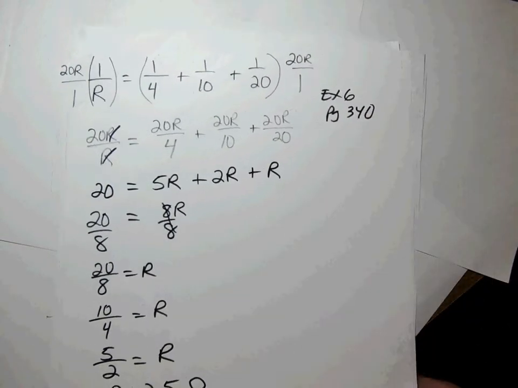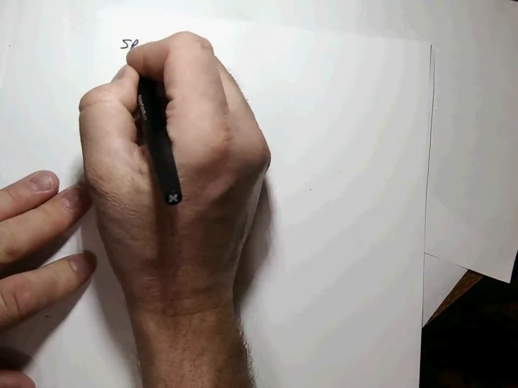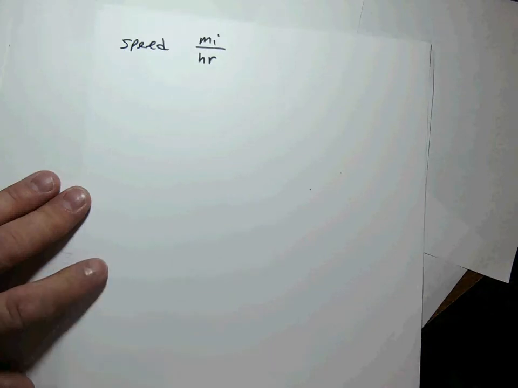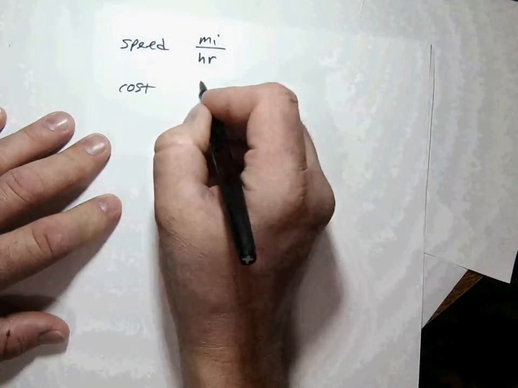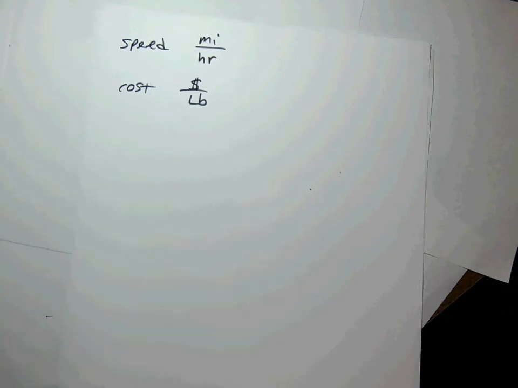Our next example involves a rate of work. Whenever you hear that word rate, it's a fraction. Speed is a rate, usually measured in miles per hour. It's a fraction. The cost of hamburger at the store is usually dollars per pound. It's a rate. It's a fraction. You hear that word per, it's a fraction.